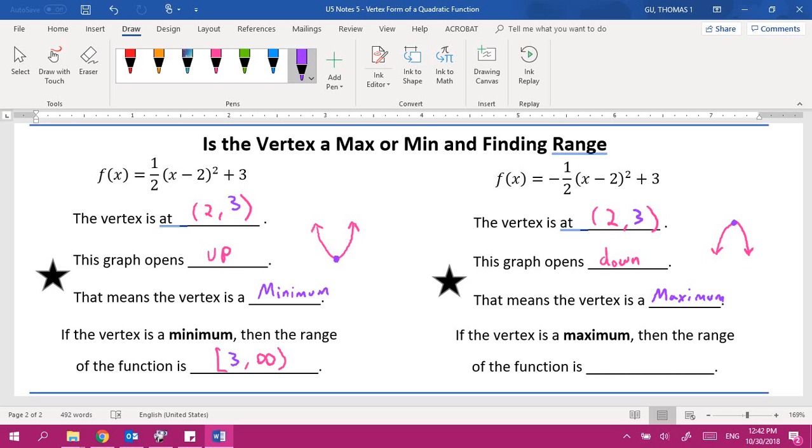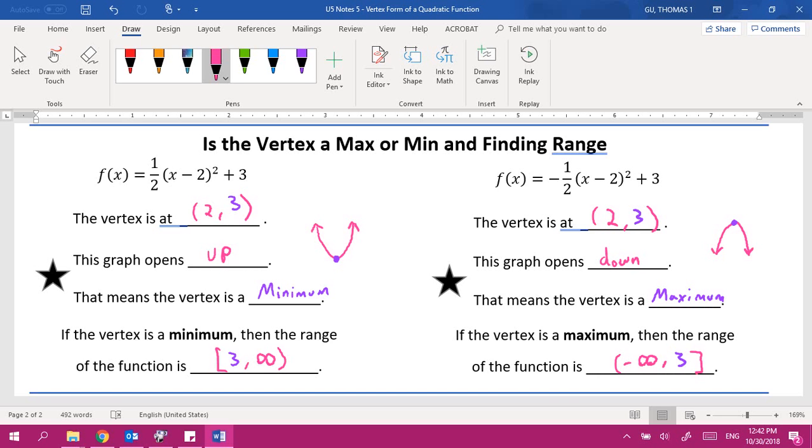Now here's the important part. If the vertex is a maximum, what's your range going to be then? Negative infinity to 3, right? Because the lowest is negative infinity, and the highest point is 3, from that vertex. Good. And you need to use a bracket around the 3, because it's actually touching that point.